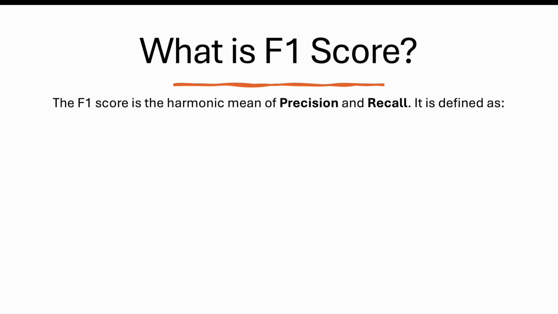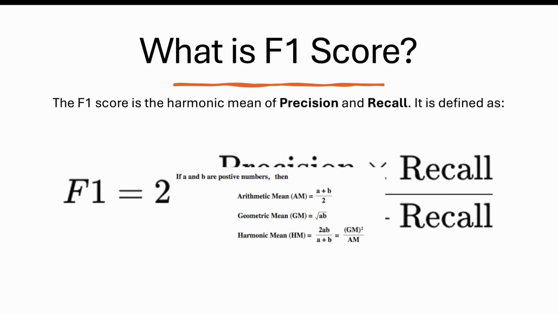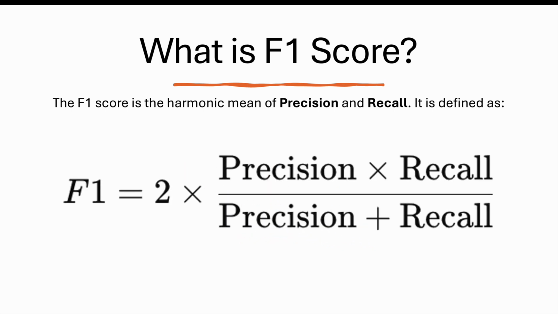So what is F1 score? F1 score is the harmonic mean of precision and recall. If you know the harmonic mean from maths, the formula is very simple: 2ab divided by a plus b. So it is defined the same way: 2 into precision into recall divided by precision plus recall. What does that mean? We need to learn precision and recall. If we know how to calculate precision and recall, then it is very easy to calculate the F1 score.